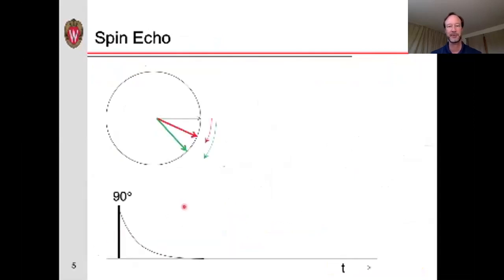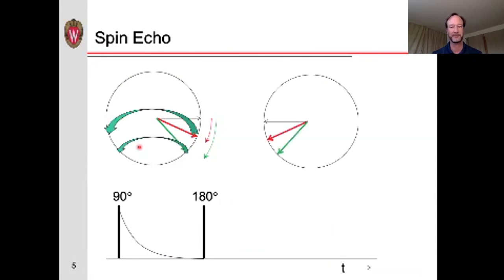If we have these three spins, the green one is sitting in a slightly higher magnetic field, so it's precessing a little bit faster, the red one a little bit lower, and the black even slower than that. You can see over time, because they're experiencing different fields, they precess at slightly different frequencies, they get out of phase with one another, and the signal decreases. Now let's apply that 180-degree pulse. So that 180-degree pulse flips them to the other side.